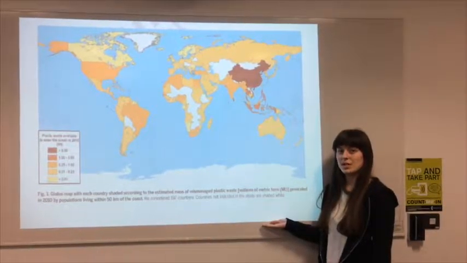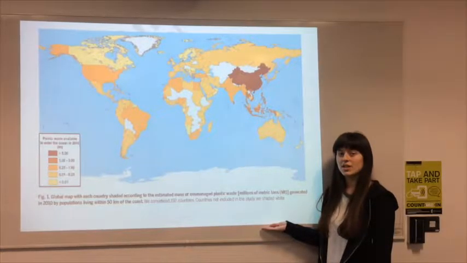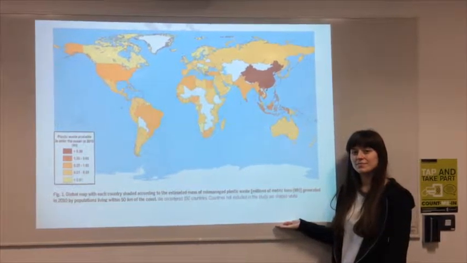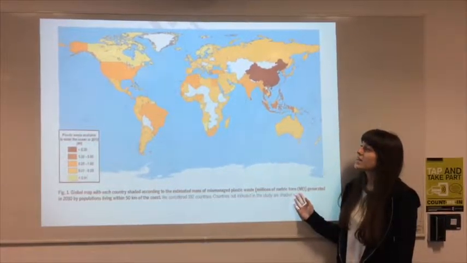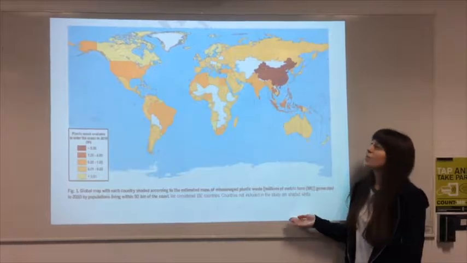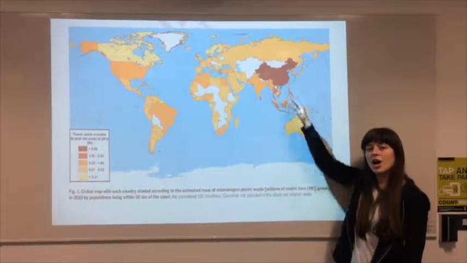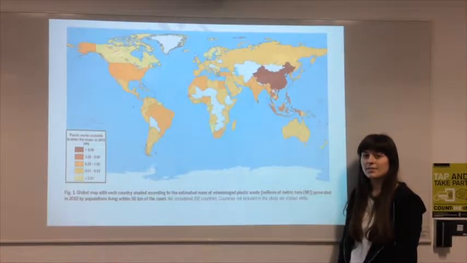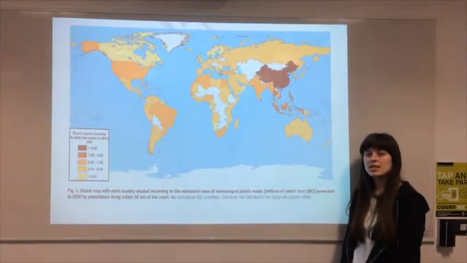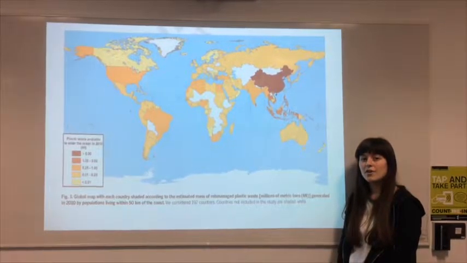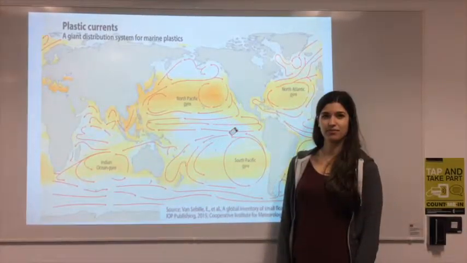This map shows the plastic waste that is available to enter the ocean and the regions in the world where plastic mismanagement is greatest. The darker the shade, the higher the plastic pollution. For example, if we look at East Asia, over 5 million metric tonnes of plastic were generated in 2010. Due to mismanagement, these plastics were available to enter the ocean and be carried off by the ocean's currents.